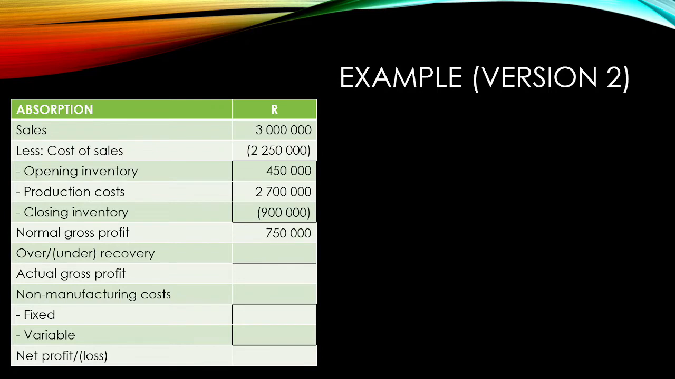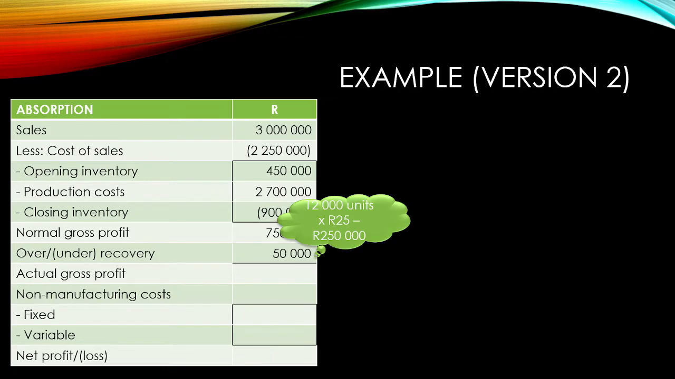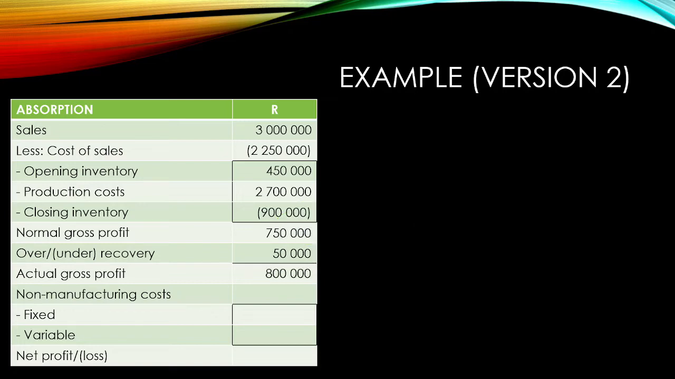To calculate the under or over recovery, we take the overheads absorbed, which in this scenario is the 12,000 units produced multiplied by the overhead absorption rate of 25 Rand per unit. And we subtract our actual overheads of 250,000 Rand. Here, we see that we now get an over recovery of 50,000 Rand. We can calculate our actual gross profit and subtract our non-manufacturing costs like we did before.